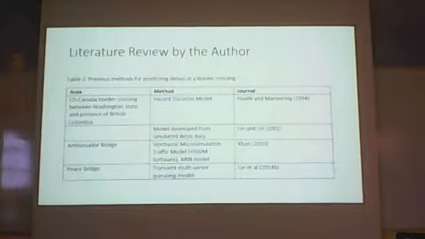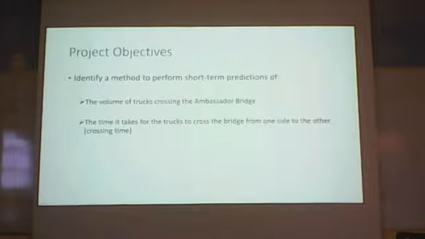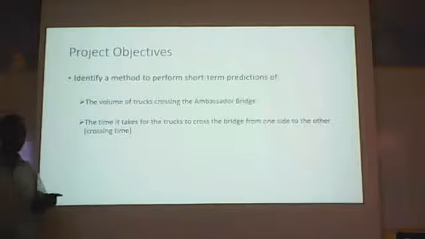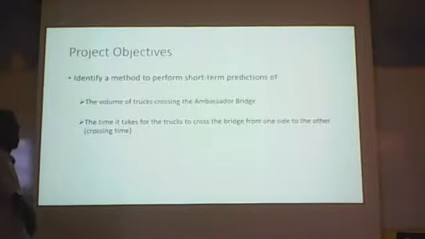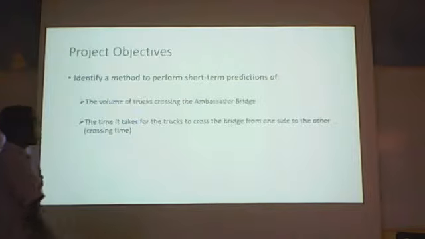So, moving on to the next slide. This paper was hard to figure out the objective from, but from what I read, his main objective was, as from the title, to determine the volume of traffic on the Ambassador Bridge, and then also try to determine the time it takes for a truck to cross from one side to another on that same bridge.